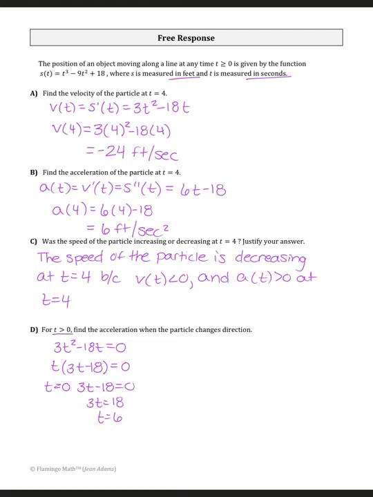Now, it says for t greater than 0. We cannot use t equals 0 because it's not actually a change in direction. That's when the particle starts moving. Okay, so we need to find the acceleration at t equals 6. That's the point where it changes direction. So if you plug in 6 into your acceleration function here, you will get 18 feet per second squared. And that's how you do this free response.